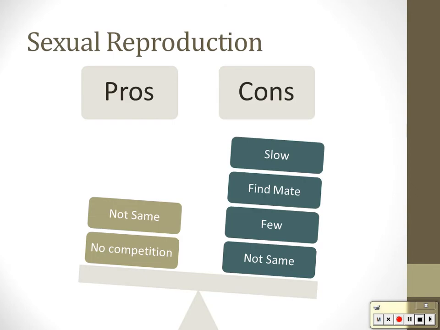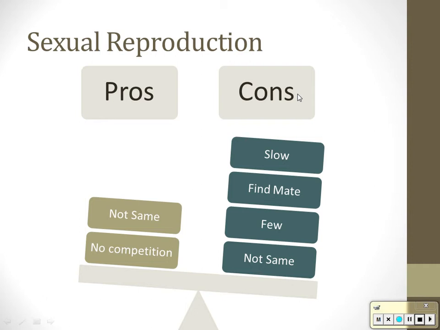The pros and cons of sexual reproduction. The pros are your children are not the same, so that minimizes competition. Great example, if everyone likes Skittles in your family, then there's a fight over who gets the Skittles. But if one child likes Skittles, one child likes Reese's, one child likes M&Ms, there's less of a fight over each one because there's enough for everybody.